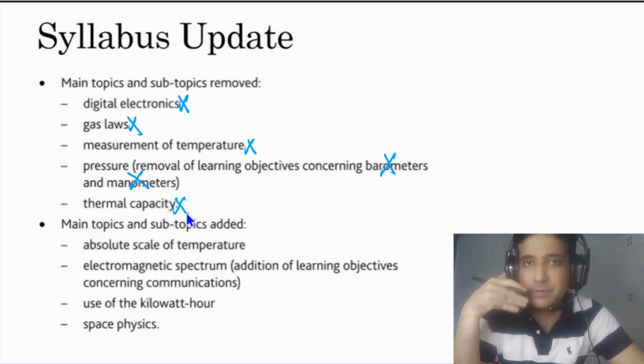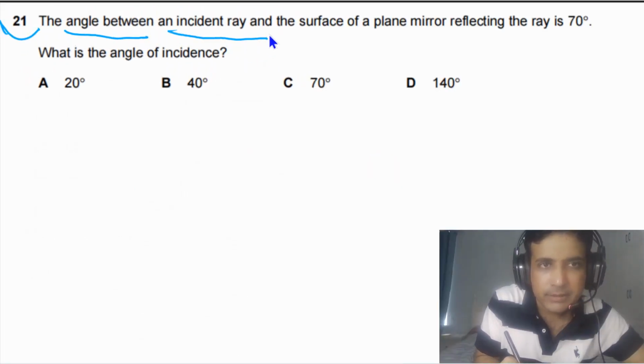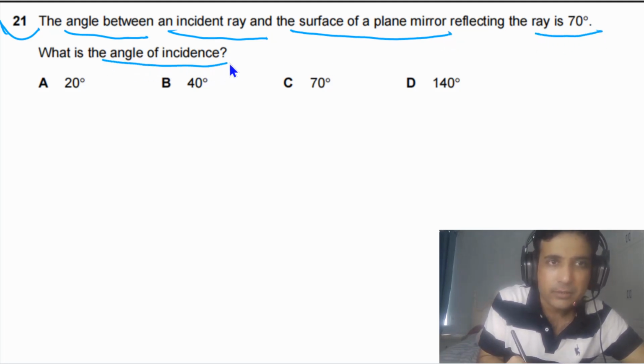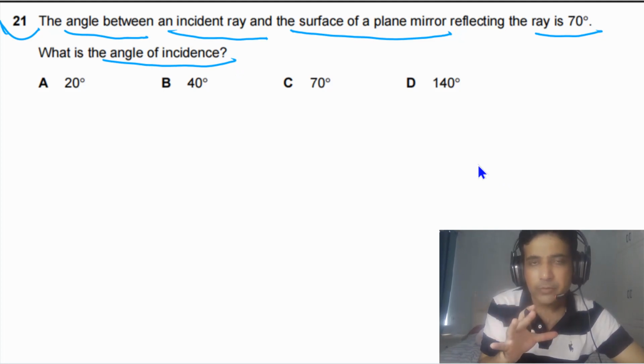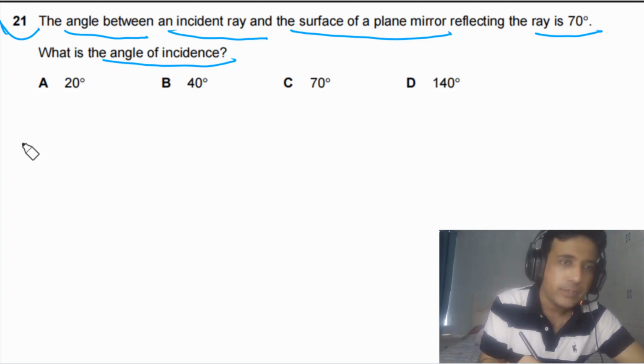So when we solve these questions, we will just skip questions about these topics because they have been removed. Question 21 says the angle between an incident ray and the surface of a plane mirror reflecting the ray is 70 degrees. What is the angle of incidence? Quite a straightforward question if your concept is clear. Let me explain this one with the help of a simple diagram.